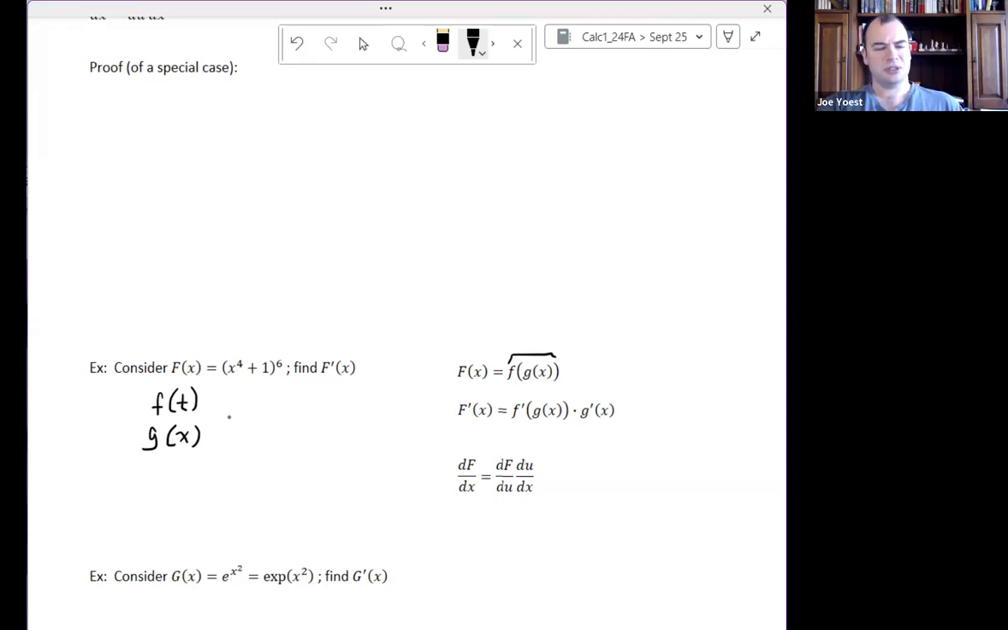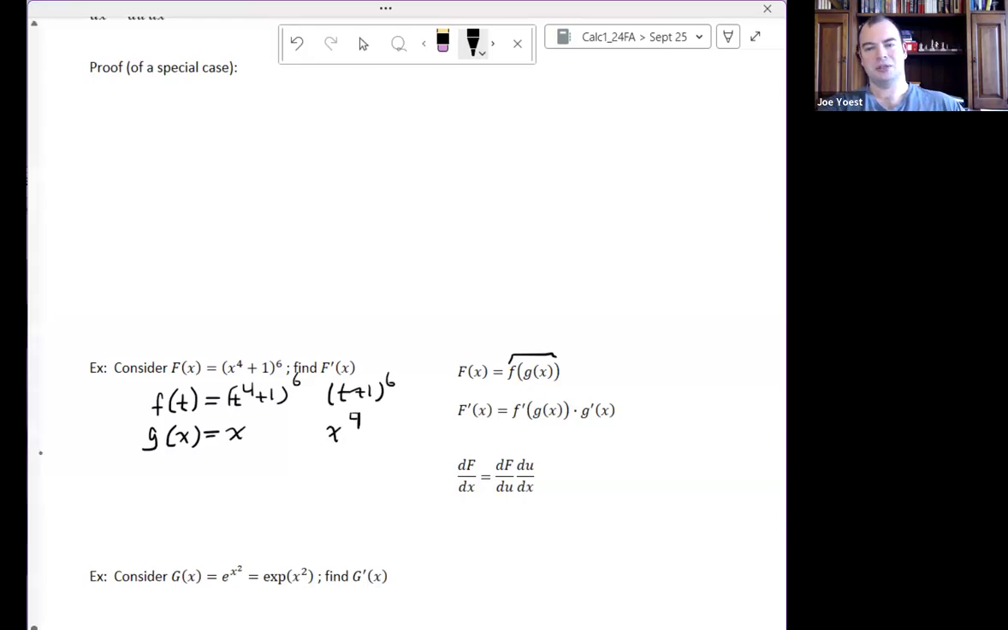But there's a couple ways I could break this up. I could choose g of x to be x to the fourth, or I could even choose it to be x squared, or x to the fourth plus 1, or I suppose I could really go crazy and choose g of x to be the whole thing, x to the fourth plus 1 to the sixth power, and then f of t would just be t. There's a lot of different ways I could break this up, right? Could I choose g of x just to be x, and then f of t is t to the fourth plus 1 to the sixth? Could I choose g of x to be x to the fourth, and then f of t is t plus 1 to the sixth? There's lots of different choices I can make.